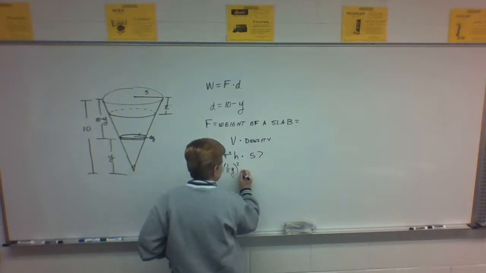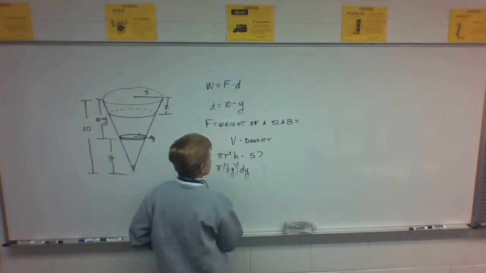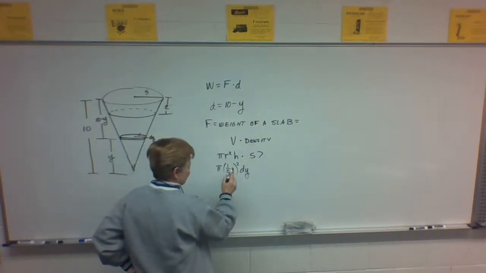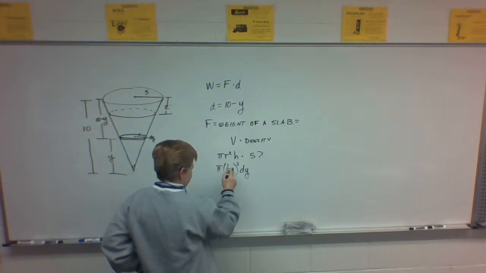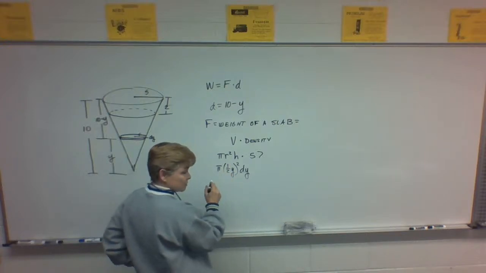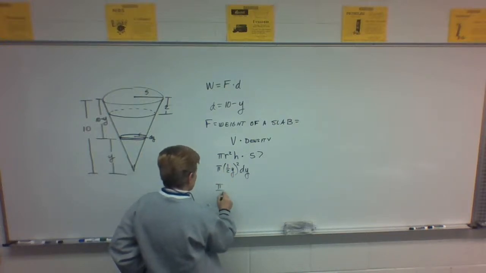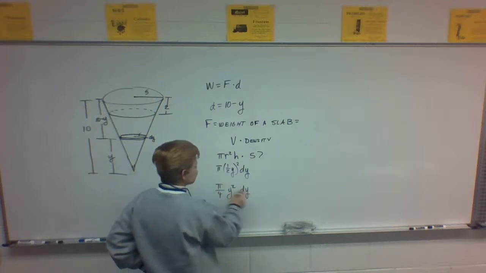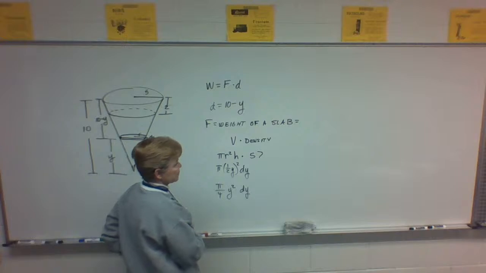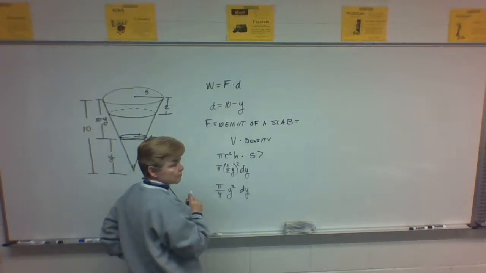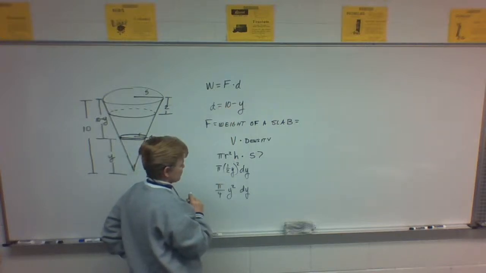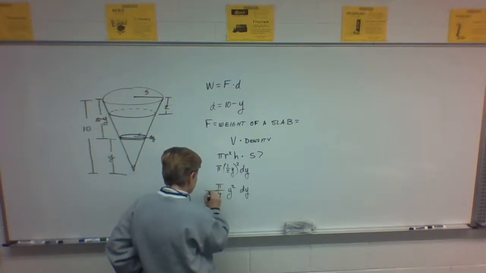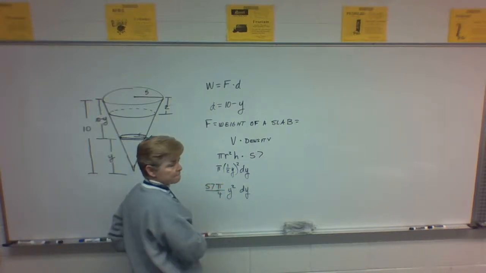And how thick is it? dy. So here's what I've got in the force, the weight: pi fourths y squared dy. That's my weight. That's my distance. You forgot times 57. Oh yeah, times the 57. So I'm going to put that right there. Is that okay? Thank you for that.